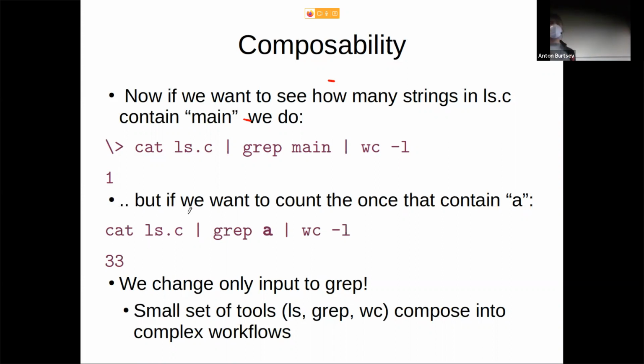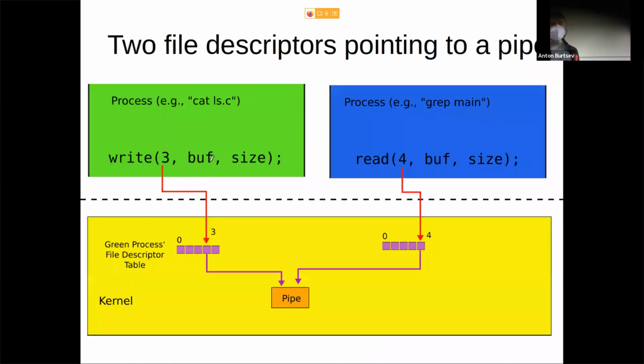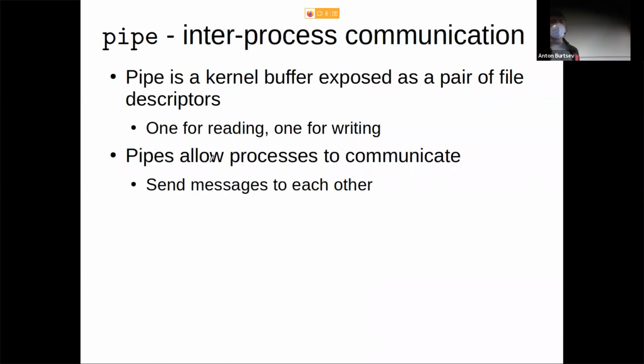And so what we talked about is the idea that you can redirect input and output, and so we introduced those symbols which redirect input and output, and we introduced this idea of a pipe, right? So a pipe is a mechanism which allows inter-process communication.